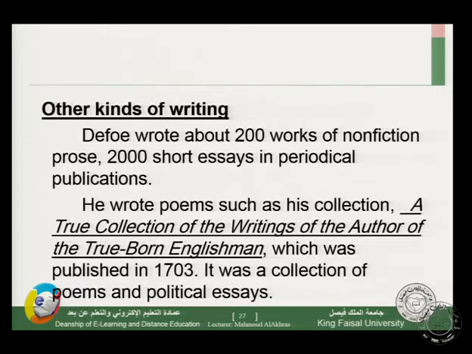Other kinds of writing, Defoe wrote about 200 works of non-fiction prose and 2,000 short essays in periodical publications. Imagine that number, 2,000 short essays in periodical publications. He wrote poems such as his collection, A True Collection of the Writings of the Author of The True-Born Englishman, which was published in 1703. It was a collection of poems and political essays.